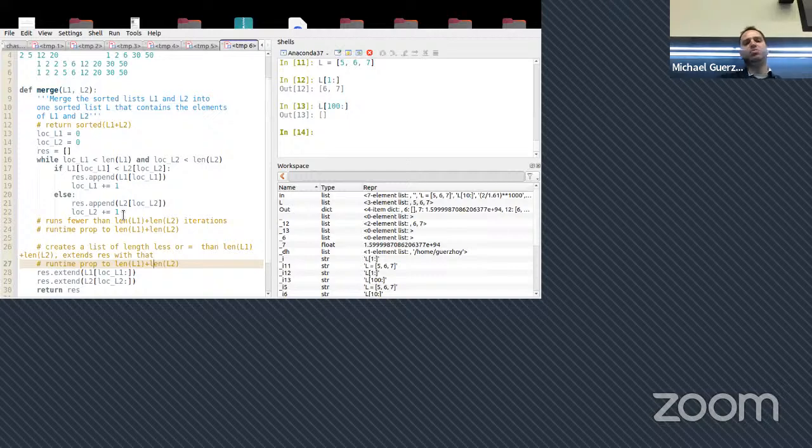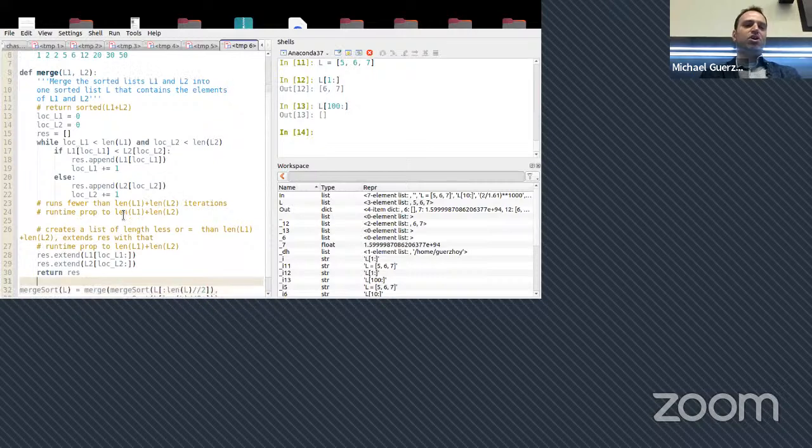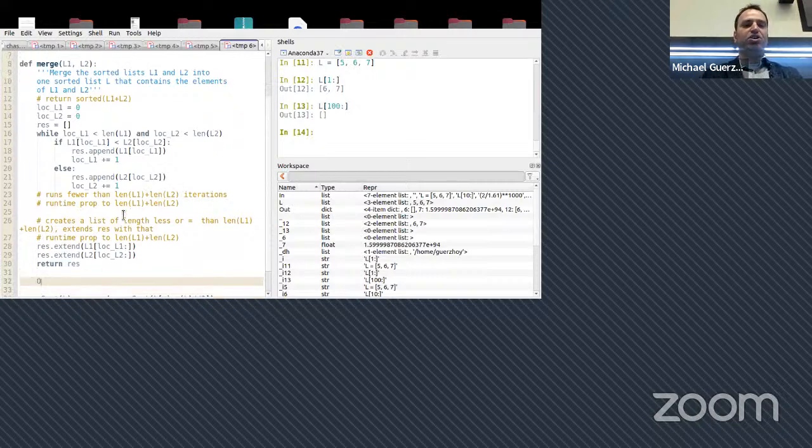Right? So in both cases, it's a little bit less, in fact, but basically proportional to length of L1 plus length of L2. So two things that both run in time that's proportional to the same thing. The whole thing is proportional to that. So that means that merge is O of length of L1 plus length of L2.